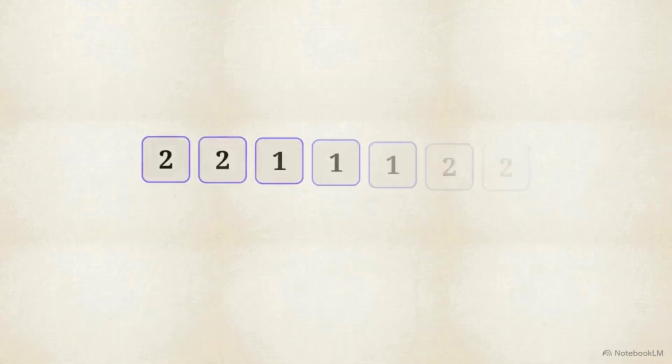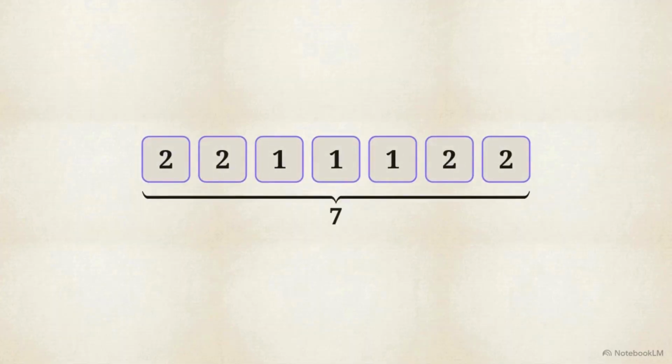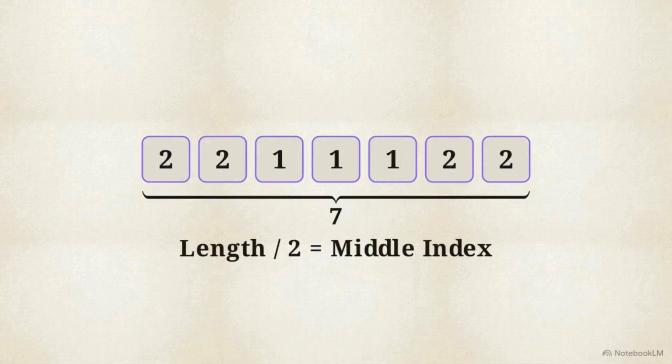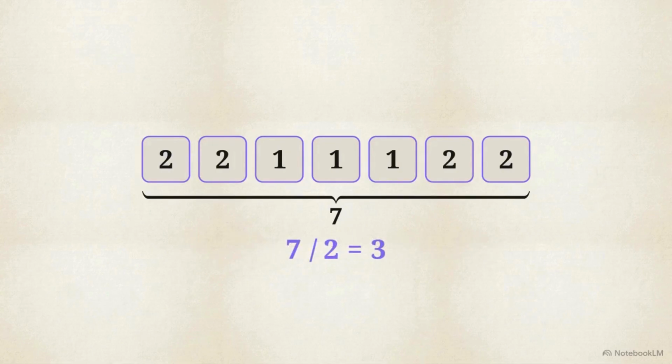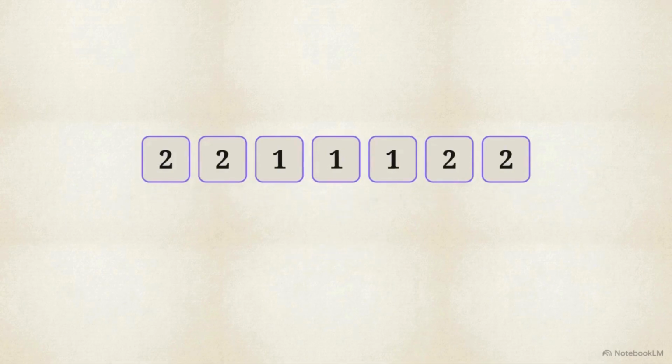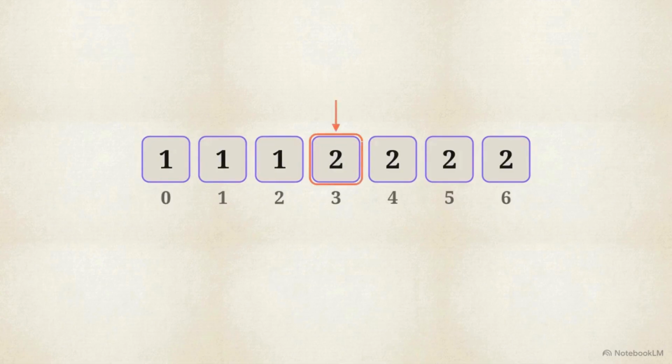Let's check your work. The dataset has 7 elements. Dividing length by 2 gives our middle index. 7 divided by 2 is 3. Next, we sort the array. 1s move to the front, 2s to the back. At index 3, the value is 2.